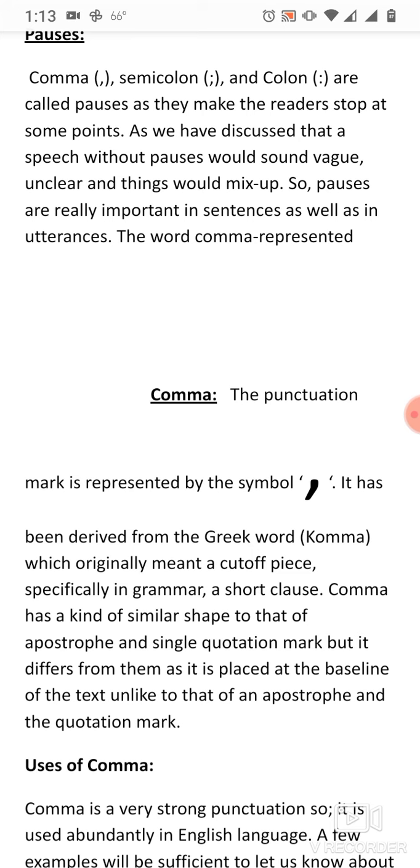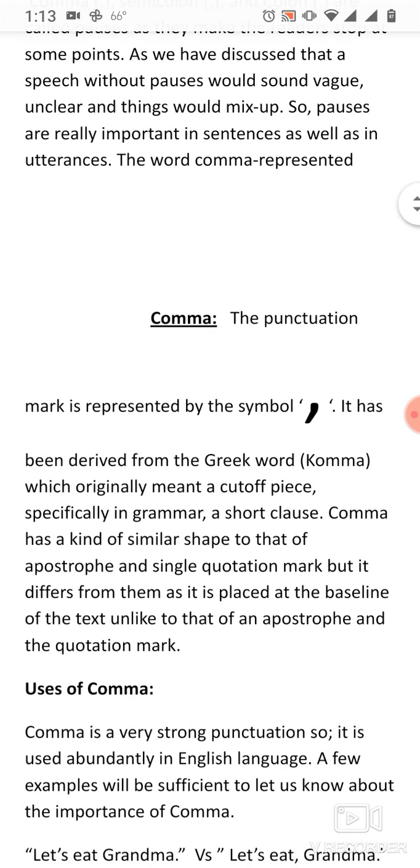When we put those utterances in written form in sentences, when we write them, the pauses and the stops are represented by these small symbols, the comma, the semicolon, and the colon. Let's do the comma today.